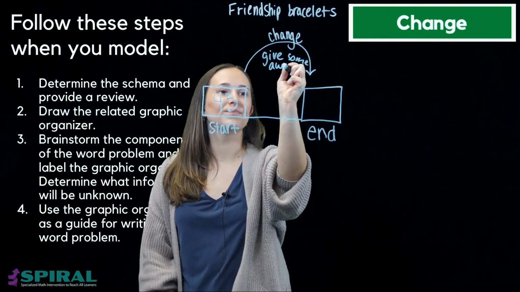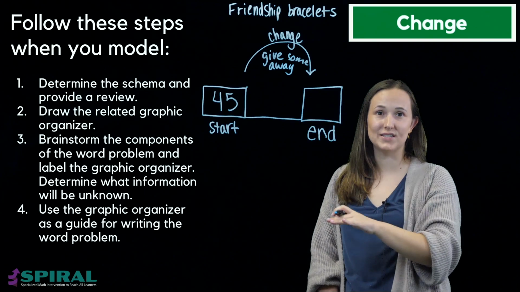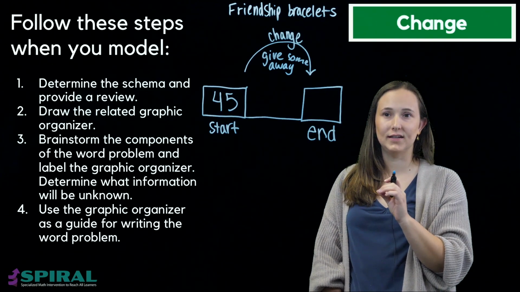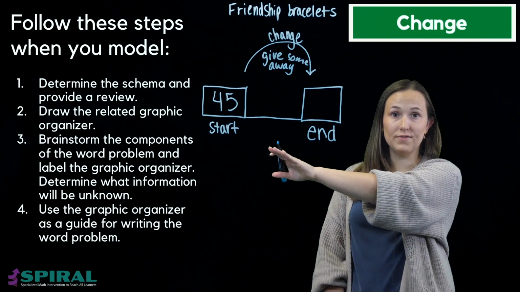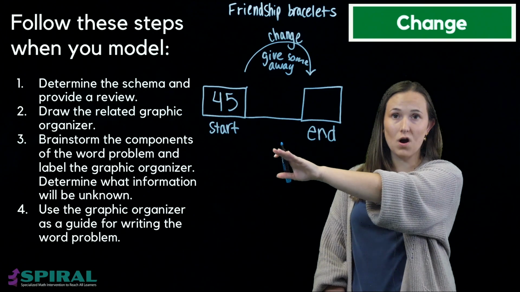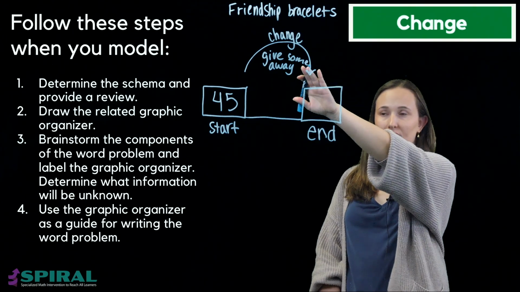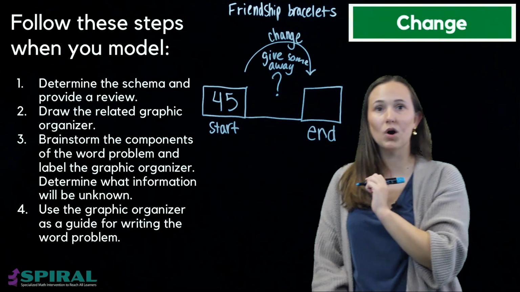away. And now at the end, I'm going to have fewer friendship bracelets. So I need to come up with what amount I need to be unknown. And I've already said that I have 45 friendship bracelets to start, so I can either have my end amount unknown or my change amount. And I think I want my change amount to be unknown, so I'm going to put a question mark.